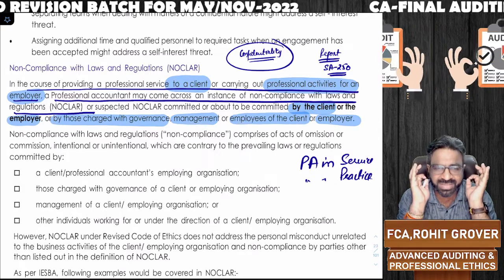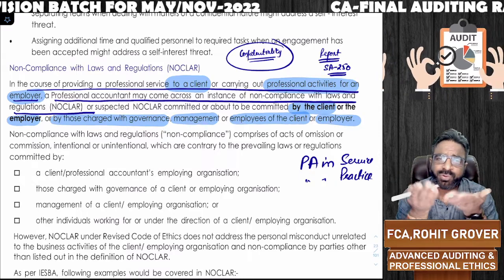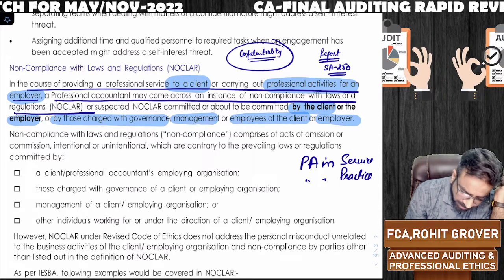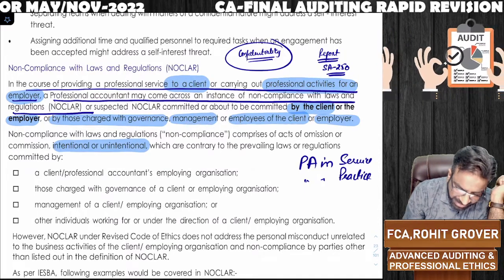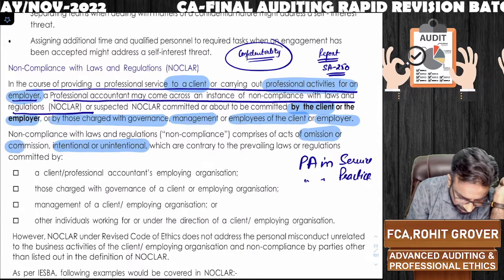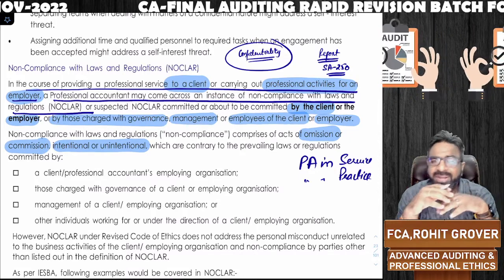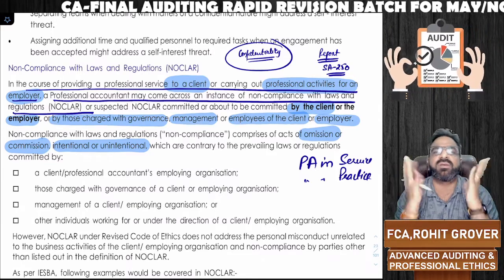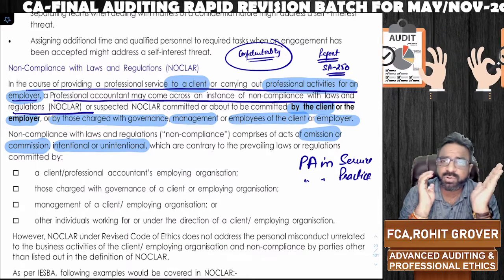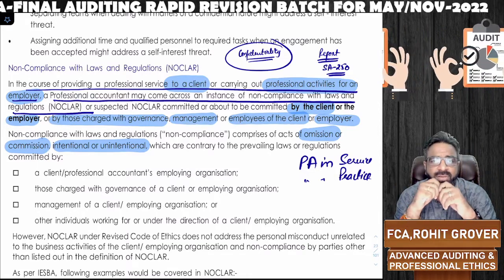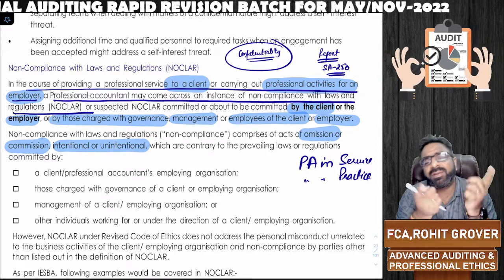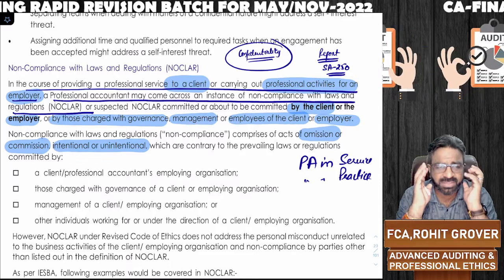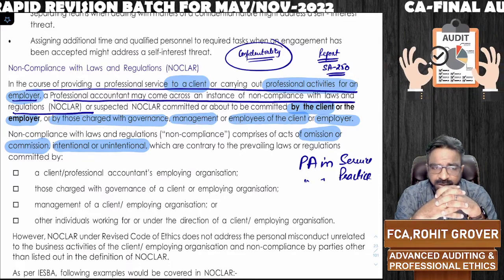Now the question arises, sir, do we have to report only intentional NOCLAR? Answer is no. It can be intentional or it can be unintentional. It can be an omission or it can be a commission. Suppose your client omitted to follow the law and regulation or committed a wrongful thing in following the laws and regulations. It can be intentional NOCLAR or it can be unintentional NOCLAR, done by your employer or done by your client, done by the TCWG or done by the management. Your responsibility is to report it. Are you getting the point?